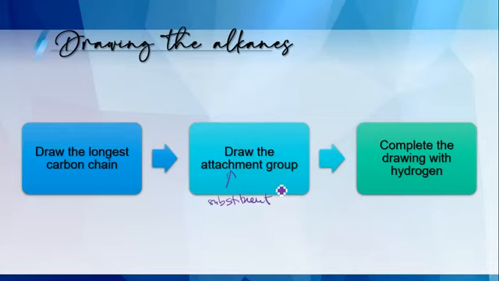Finally, make sure that when everything is drawn, you have drawn the carbon chain and then the substituent group. The final part is to complete the molecule by drawing the hydrogens, because as you are aware, an alkane is a hydrocarbon. And remember, this one you cannot forget: each carbon atom cannot have more than four bonds. A carbon atom will always have four bonds, not less and not more.